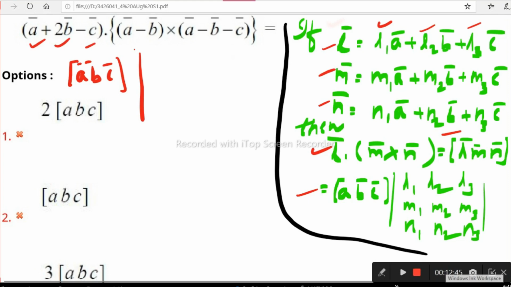We can take it as the first row: 1, 2, minus 1. Then the second vector, A minus B, no C. Means what? A coefficient 1, B coefficient minus 1, C coefficient is nil, that is, there is no C. Now the third vector, A minus B minus C. Means A coefficient is 1, B coefficient is minus 1, C coefficient is also minus 1.